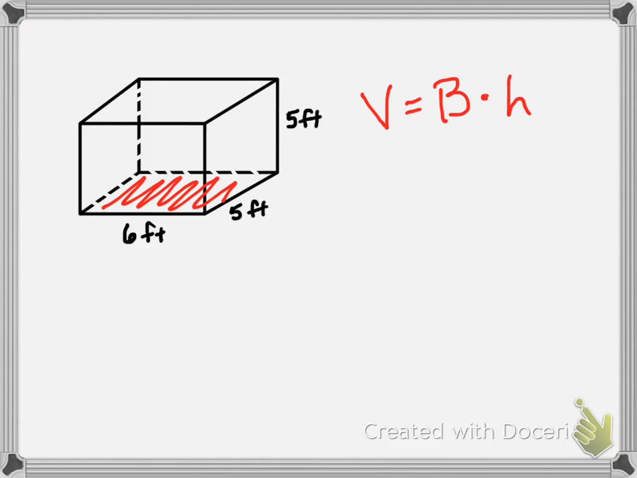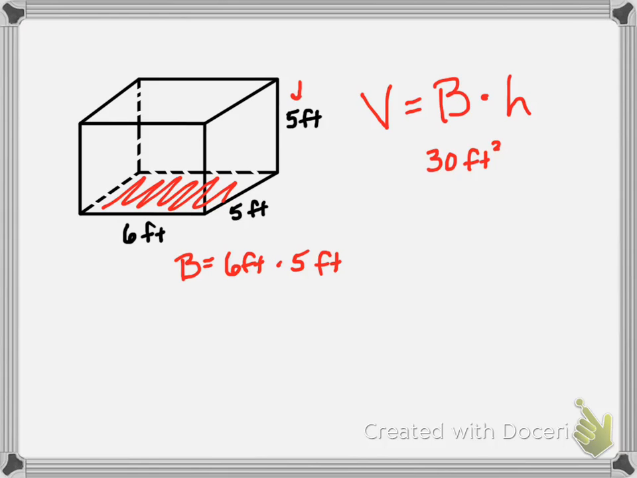That's this part. Now, it's a rectangular prism, so I could have really chosen any side to be the base. I chose the bottom, though. So this is a 6 by 5 rectangle, and I need to find the area of that base. So the area of the base is 6 feet times 5 feet, which is 30 feet squared. All right, so I just found the area of that rectangle.